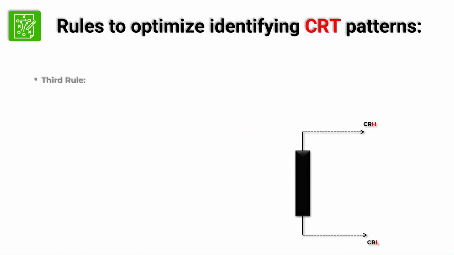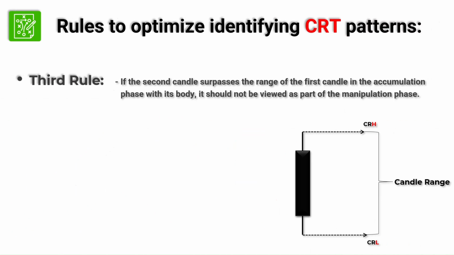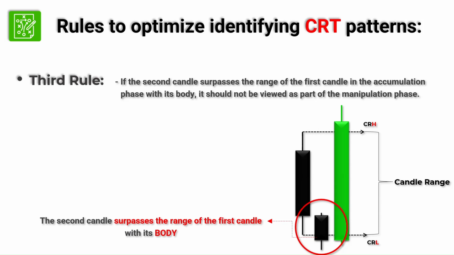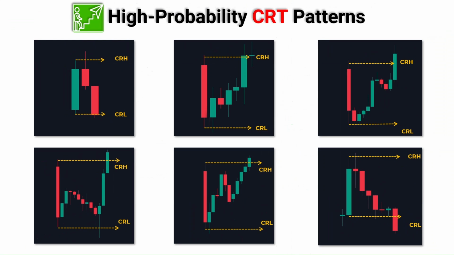The third rule: if the second candle surpasses the range of the first candle in the accumulation phase with its body, it should not be viewed as part of the manipulation phase. In this case, there is a chance of the trend continuing in the direction of the first candle. Here we have some CRT models that meet these three rules.